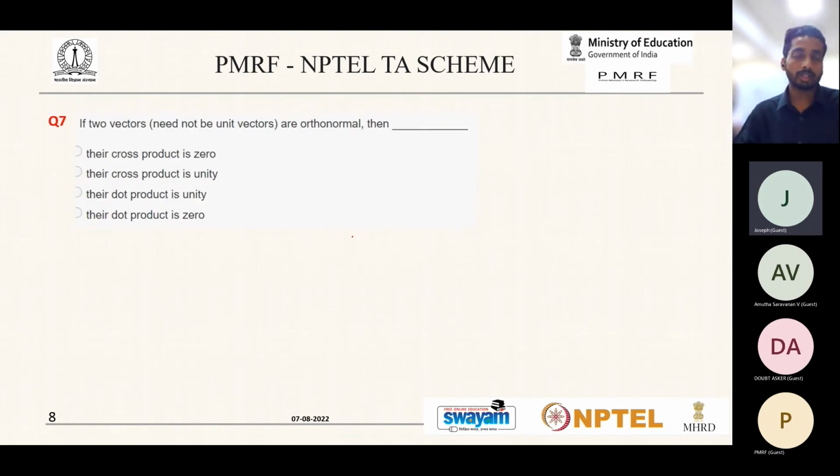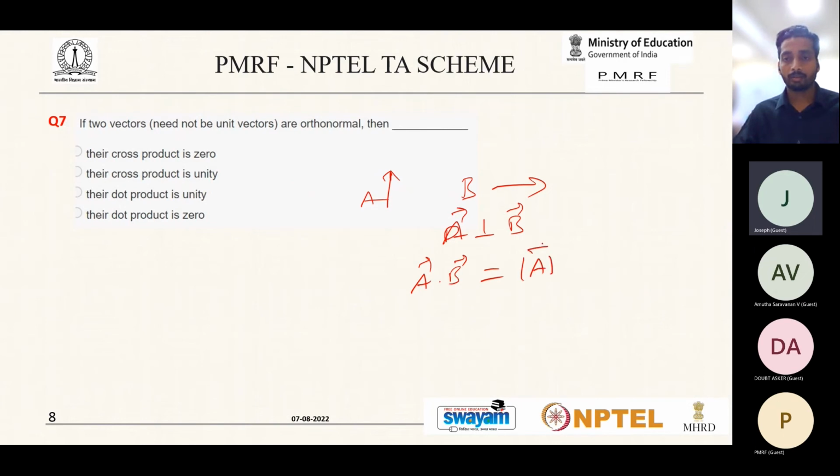Now, let us move to the next question. The next question is that if we have two vectors which are orthonormal, then which of the following options is correct, right? Orthonormal means these two vectors have an angle of 90 degrees. So suppose we have vector A and vector B, then A is perpendicular to B, right? So A dot B is given by the magnitude of A, magnitude of B, cos alpha, where alpha is the angle between A and B. As these two vectors are orthonormal, the angle is 90 degrees. So we have magnitude A, magnitude B, cos 90. Now we know cos 90 is 0.